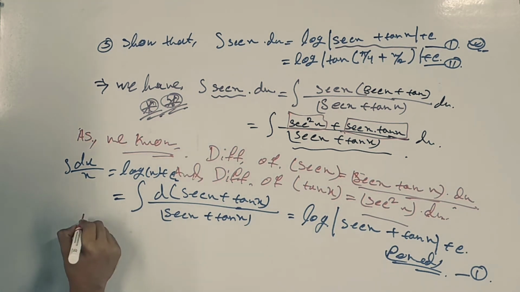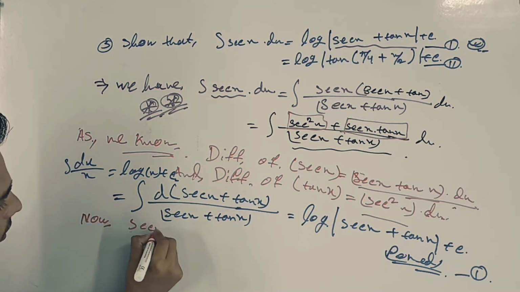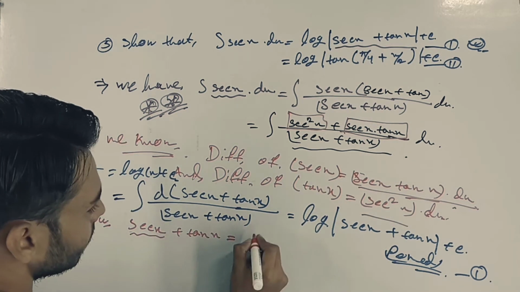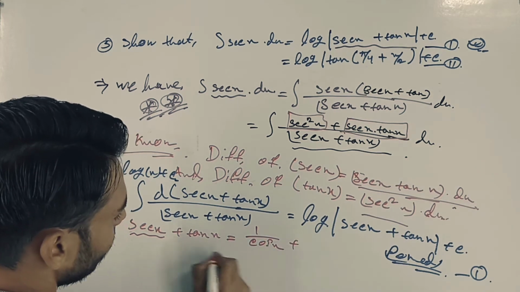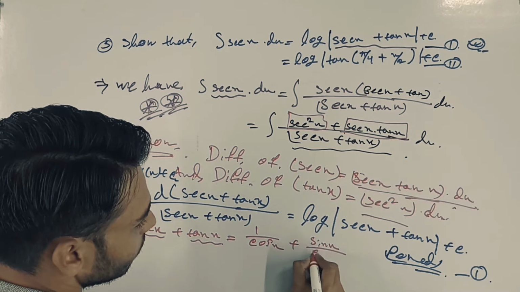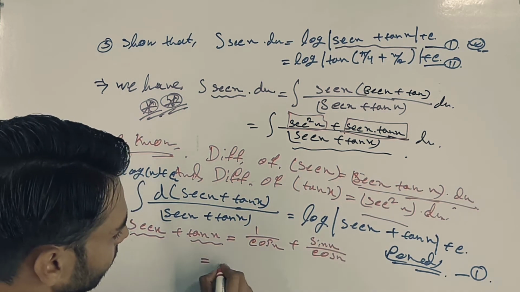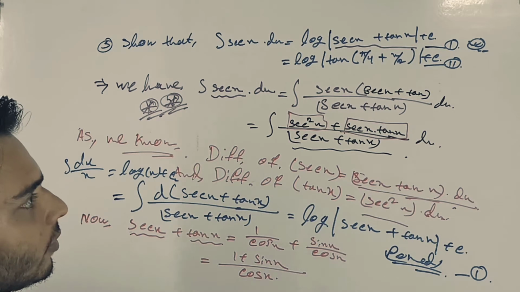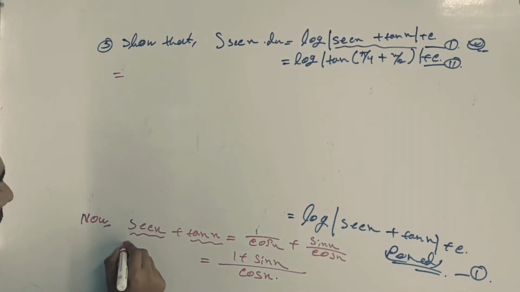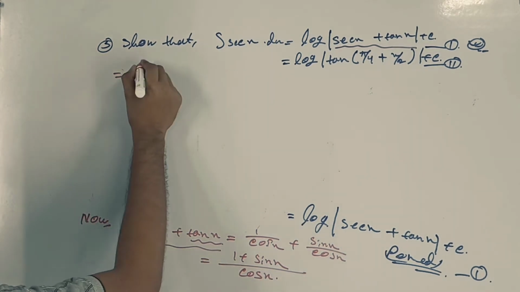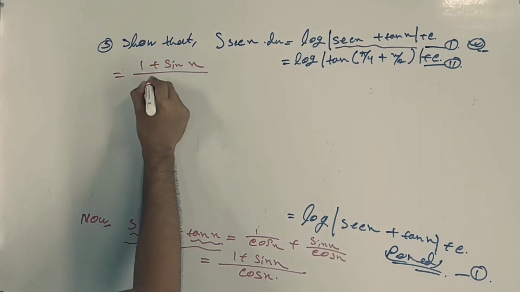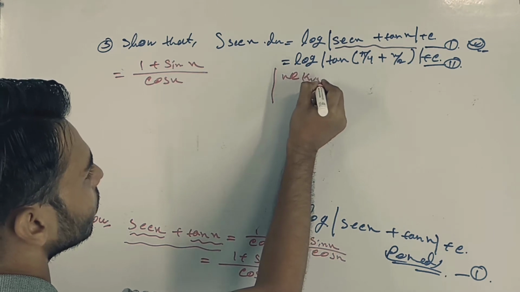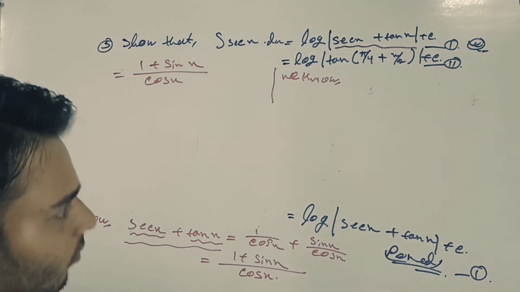Also watch this video. So now sec x plus tan x equals, we know sec x is 1 by cos x plus tan x is sin x by cos x. And now the denominator comes, so 1 plus sin x by cos x. So now I use this method for the last line, 1 plus sin x by cos x, using higher mathematics algebra functions.